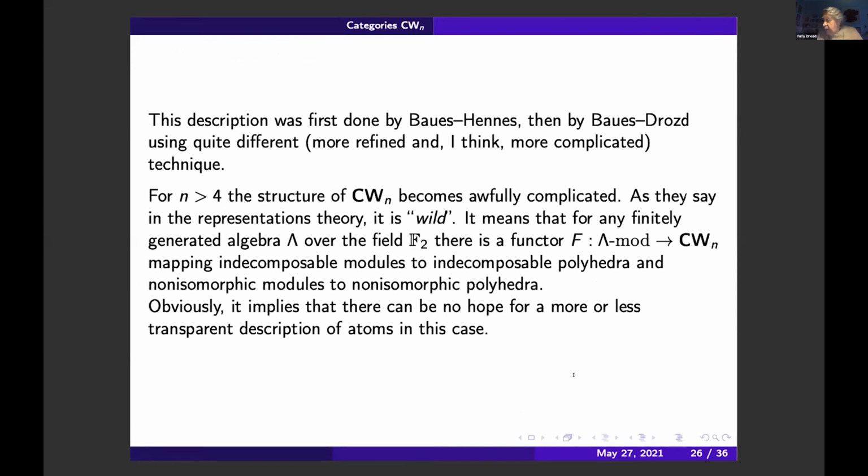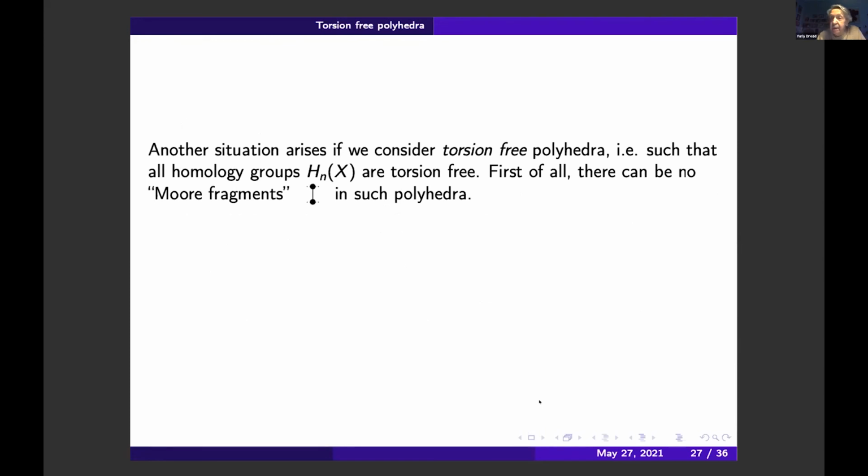For bigger n, the structure becomes awfully complicated. As they say in representation theory, it becomes wild. It means that for any finitely generated algebra over the field of 2 elements, there is a functor from lambda models to these categories that maps indecomposable models to indecomposable polyhedra, non-isomorphic models to non-isomorphic polyhedra. Obviously, it implies that there can be no hope for a more or less transparent description of atoms in this case. So we must use something more.